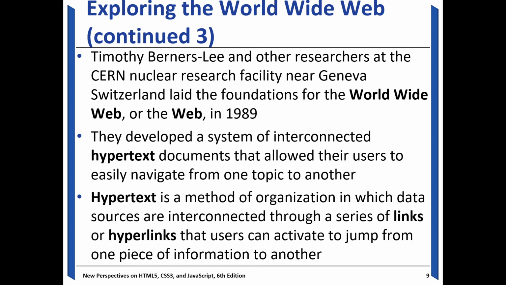Hypertext is a method of organization in which data sources are interconnected through a series of links or hyperlinks that users activate to jump from one data source to another. Hypertext suits the internet because end users don't need to know where a particular document is located. They only need to know how to activate the link. Because of the effectiveness of this technique, the web has become one of the most popular applications of the internet.